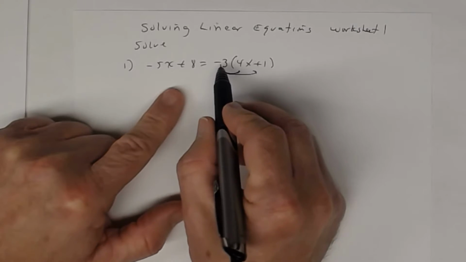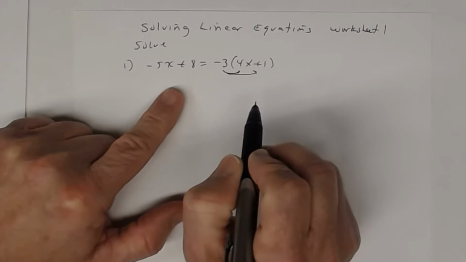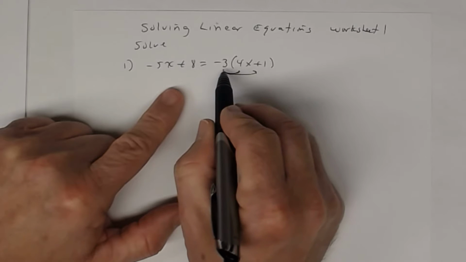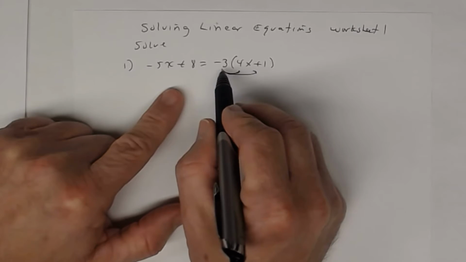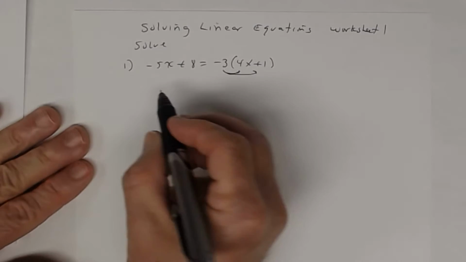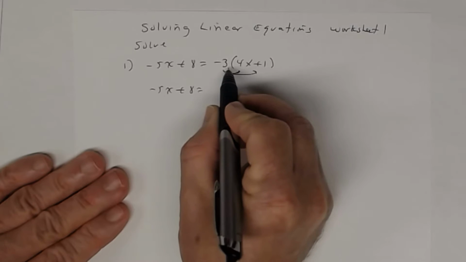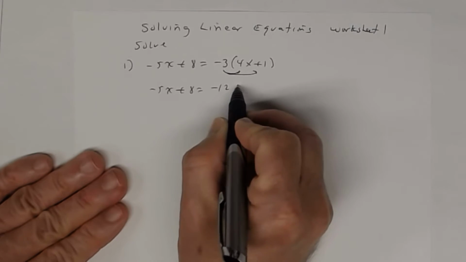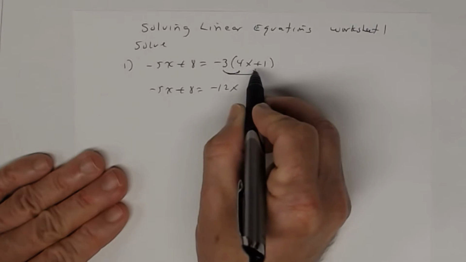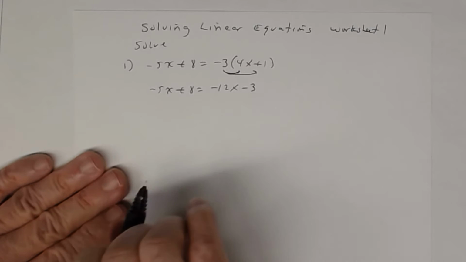So remember what that means. This means negative 3 times whatever terms are inside that parentheses. So when using the distributive property, you're going to multiply every term in here by negative 3. Okay? So we have negative 5x plus 8 equals negative 3 times 4x, which is negative 12x. Negative 3 times 1 is negative 3. Okay? So these two are equivalent.